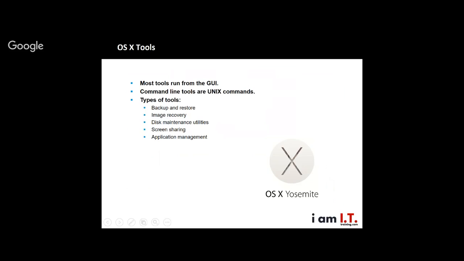OS X tools run mostly on the GUI, not mostly from the command line interface, but you can access them from either side. Now you have the exact same list here as you did with Linux because OS X was built on top of Linux. So same stuff.